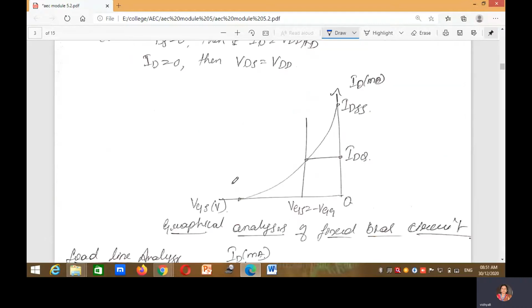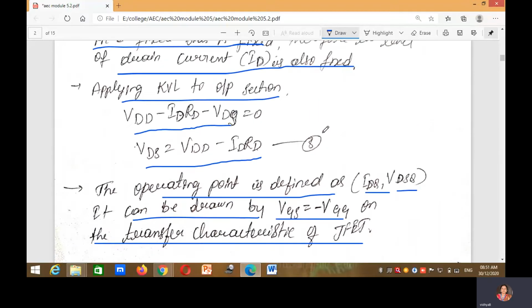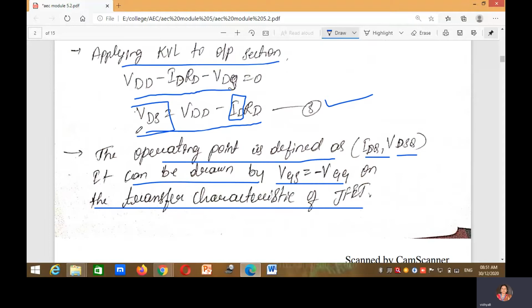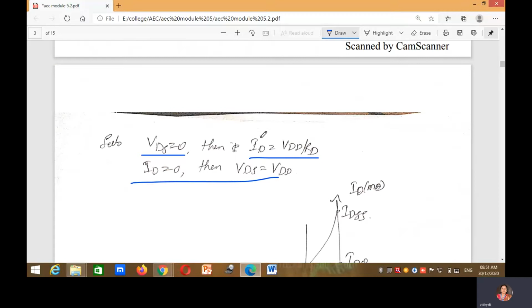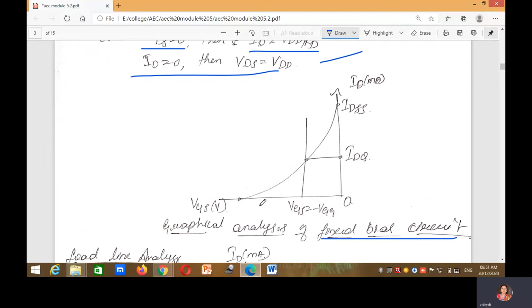You can observe the JFET transfer characteristics, that is, the fixed bias circuit transfer characteristics. When VDS is equal to 0, ID is equal to VDD divided by RD. In this equation, if you substitute ID is equal to 0, you will get VDS is equal to VDD. Using these two conditions, they have drawn the graphical analysis of the fixed bias circuit.